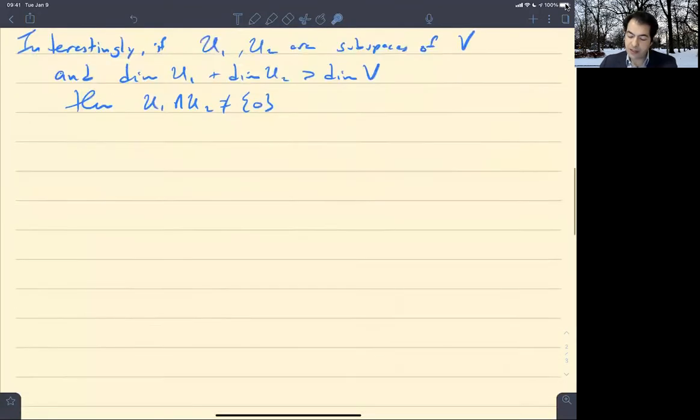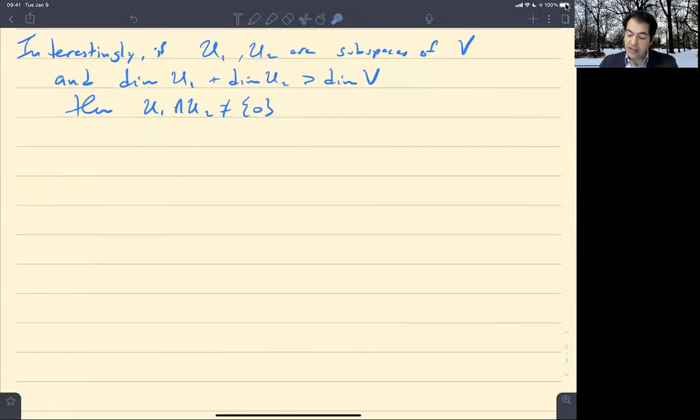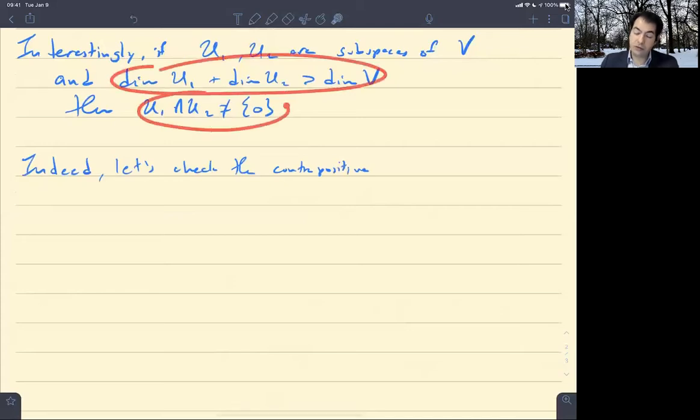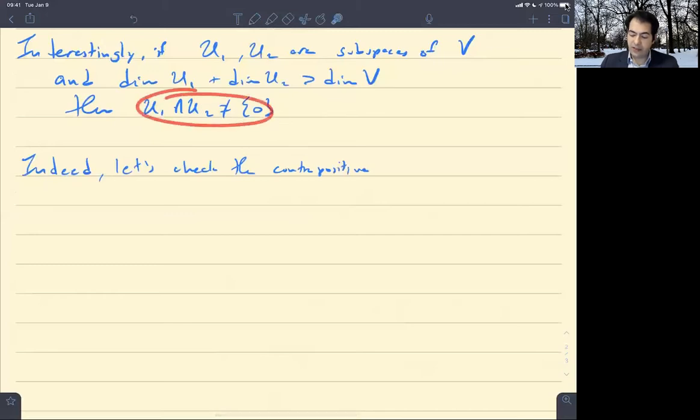Okay, so this is an interesting theorem because it shows that you have non-zero vectors, and you get these non-zero vectors from very weak information. All you need to know is that the sum of the dimensions is bigger than the dimension of the space that you're looking in. Okay, now to prove this, let's check the contrapositive. Instead of showing that this implies this, we'll show that if this fails, then this fails, right? And that's an equivalent statement.